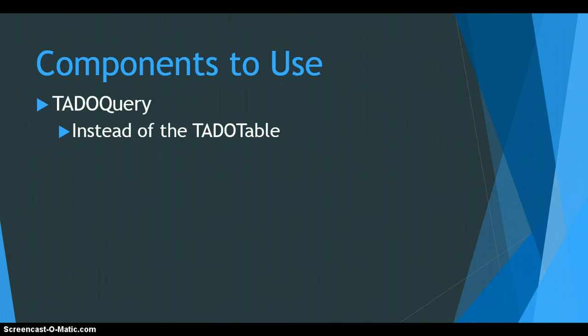We use it instead of the ADO table because the ADOQuery component has certain properties that we need when using SQL statements. The most important property is the SQL property. This SQL property works very similarly to a memo control. Whenever we wanted to add information to a memo control, we would say SQL.Lines.Add, something like that.